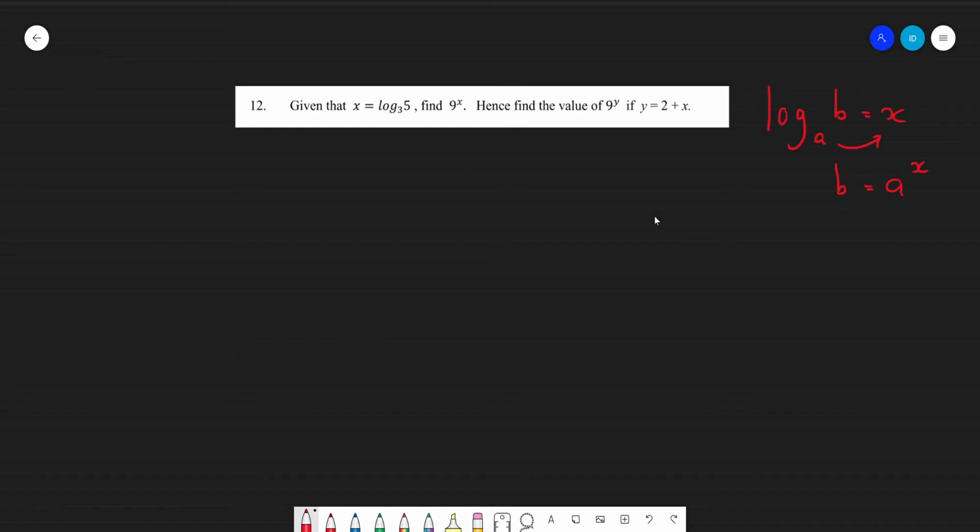Now for this question, you get log base 3 of 5 is equal to x. The main issue is they wanted 9 to the power of x. There are ways to get 9 to the power of x, but one of the ways we can apply in this law is to bring the base 3 to the right side. So it will become 5 is equal to 3 to the power of x.